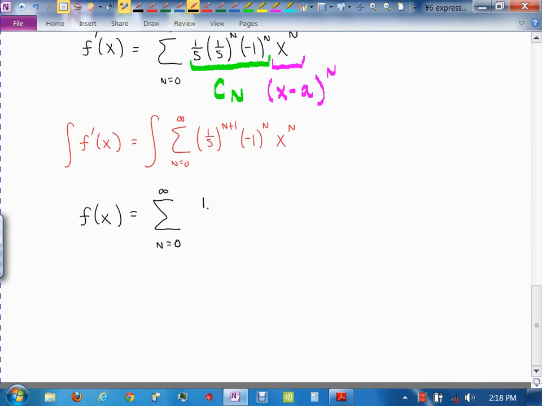Now, I like to do it this way. 1 over n plus 1 times all that junk that's still there, 1/5 to the n plus 1, negative 1 to the n, but now x to the n plus 1. So the two things that appeared in here, you had to introduce the 1 over n plus 1 and then the x to the n plus 1. So there's your antiderivative, isn't it? Everything else is just a constant sitting in there.